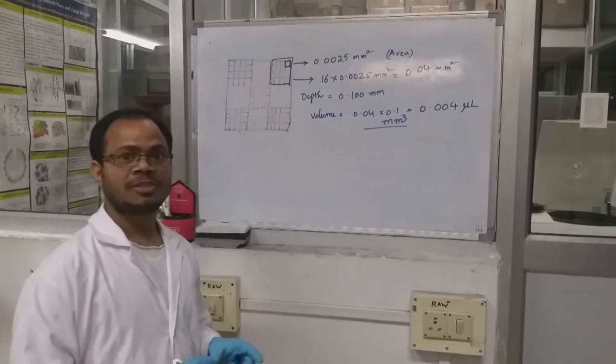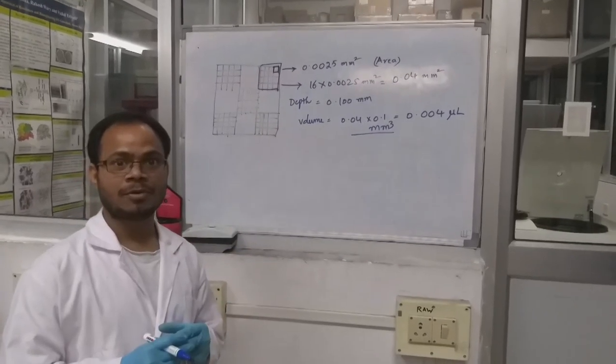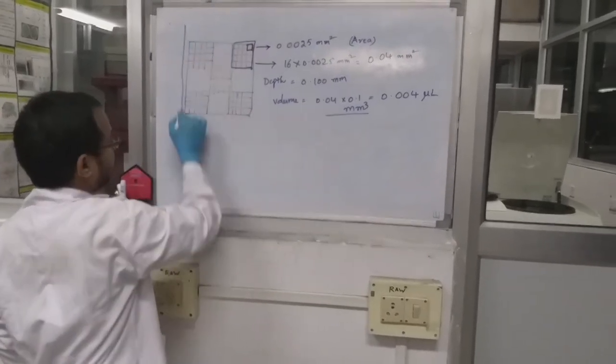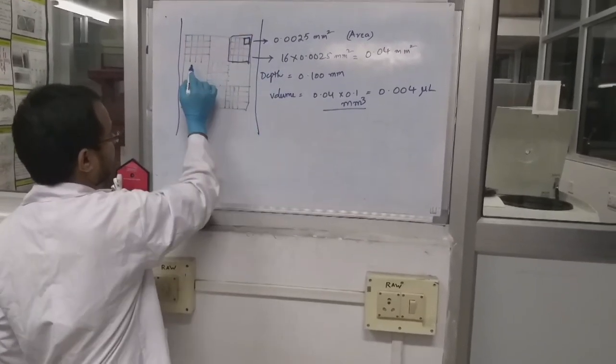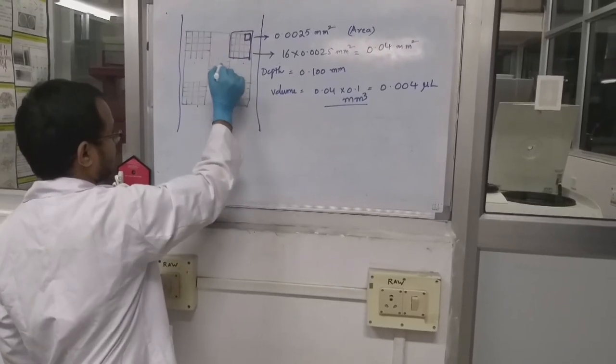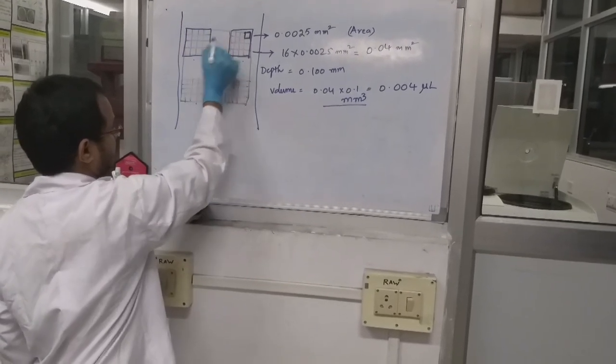So we check how many cells are there in all the squares. Now we have to count. How to count the cells? Here is a typical Neubauer chamber, which contains 5 squares. So we have to count cells in these squares.